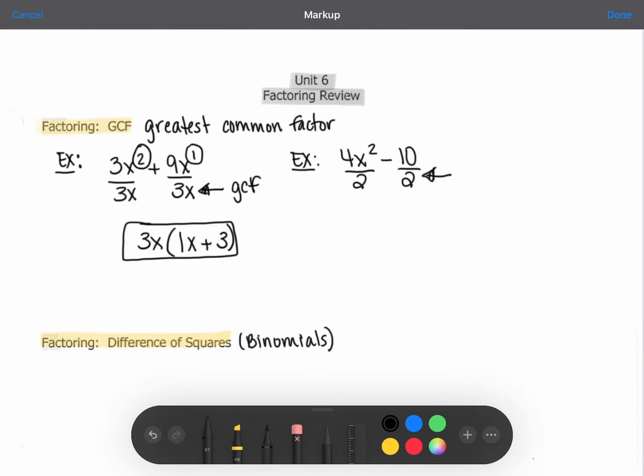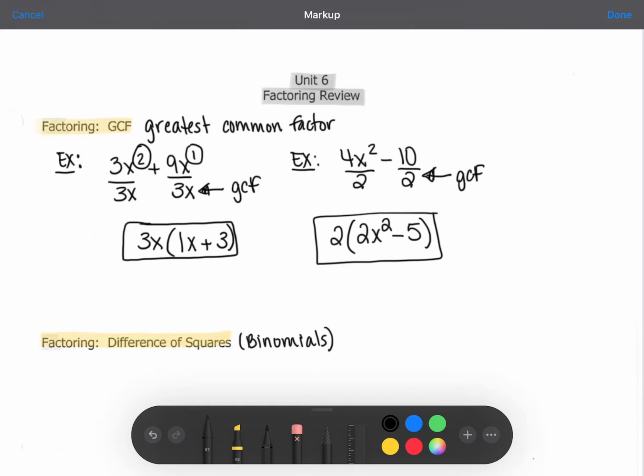So here my GCF is simply just a 2. So my GCF, again, goes on the outside of my parentheses. I divide both terms by my GCF. So in this case, 4x squared divided by 2 is 2x squared. Minus 10 divided by 2 is 5. And that would be my answer simplified. That is that binomial factored using greatest common factor.